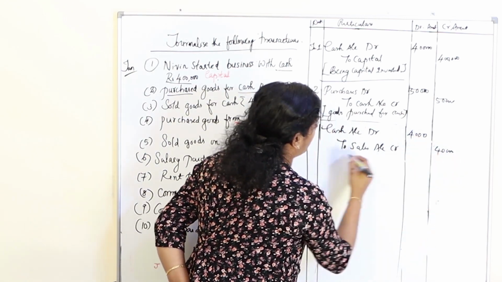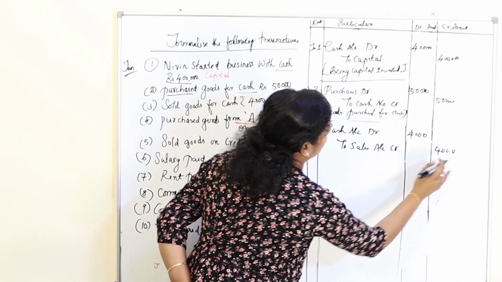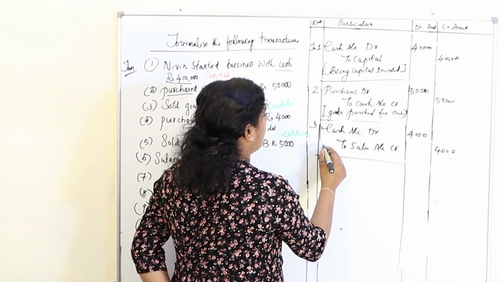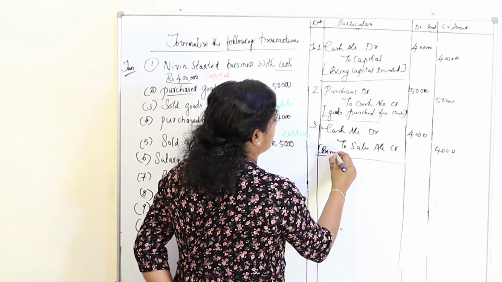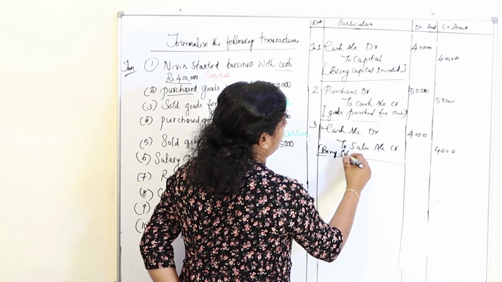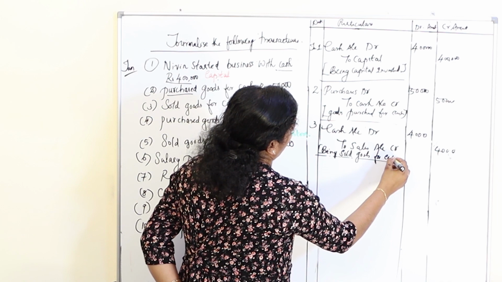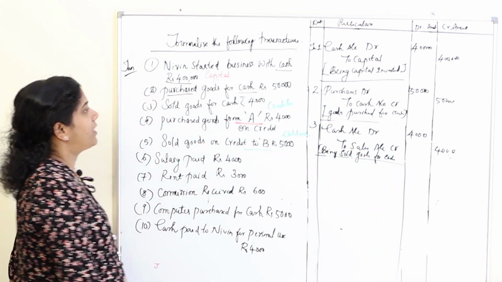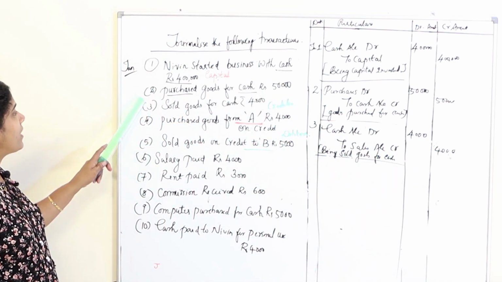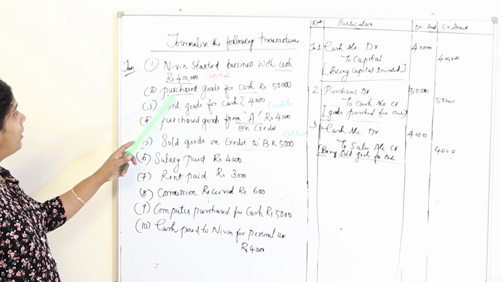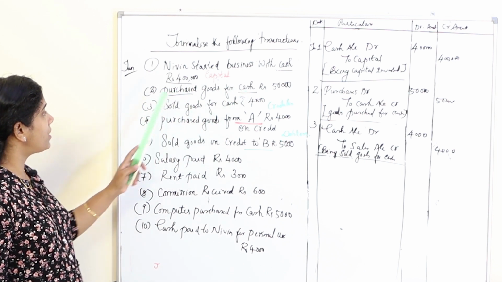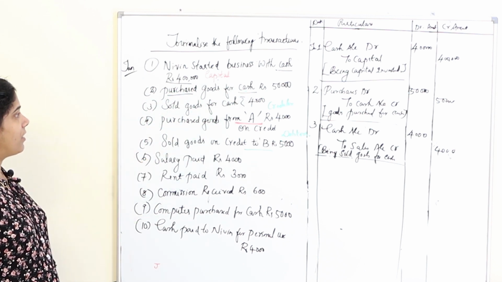We have to write a narration also. Being sold goods for cash. Okay, so this is a cash transaction. So these two transactions are cash transactions, because purchased and paid cash, sold and received cash.